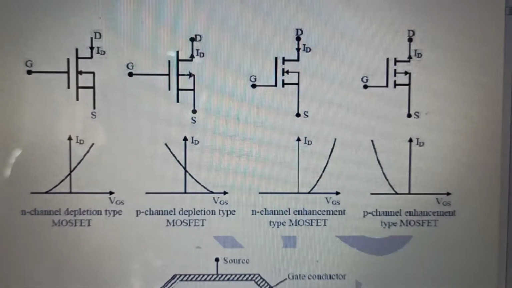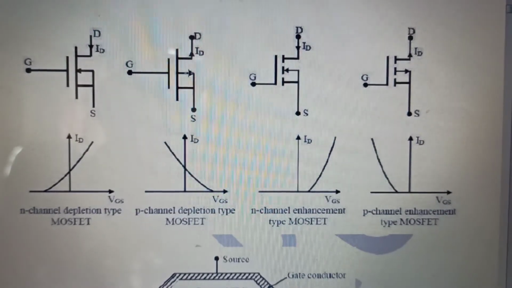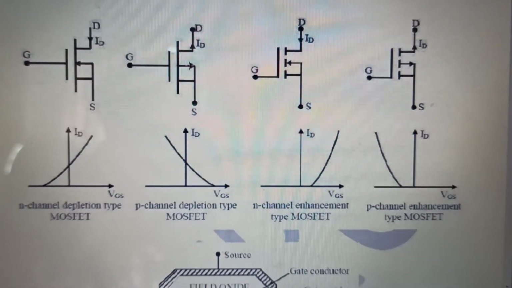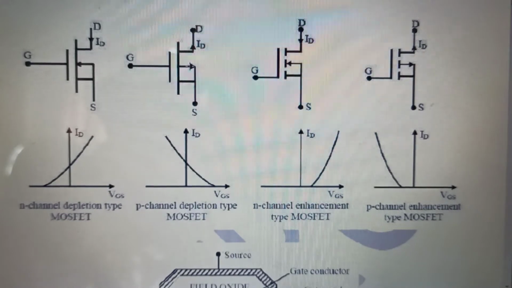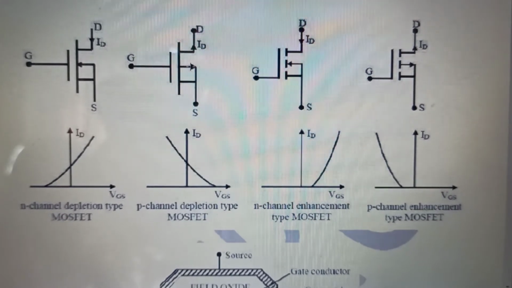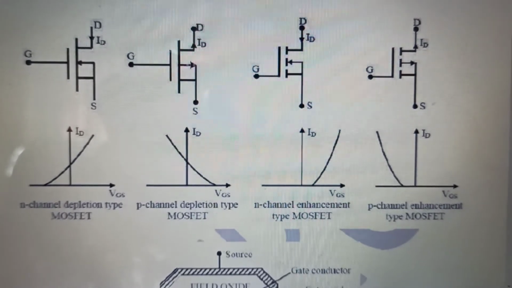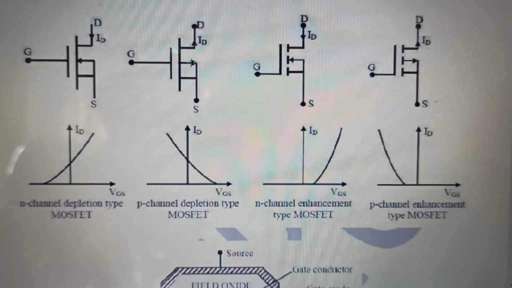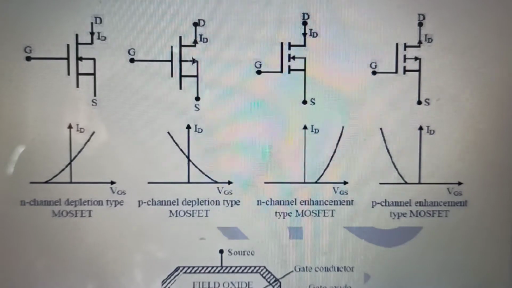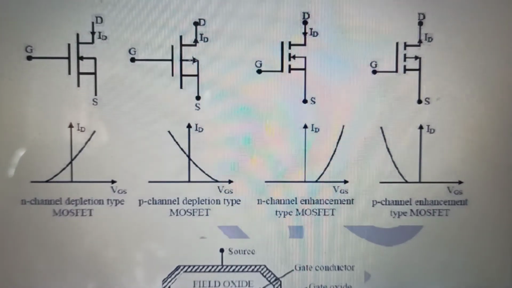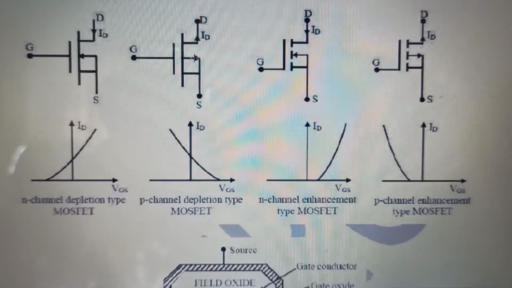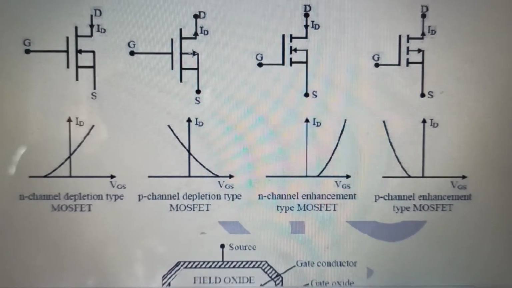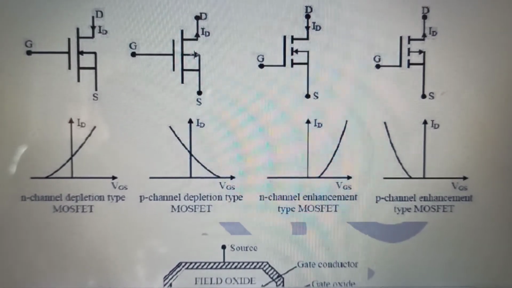Now coming to the drain current and gate source characteristics, these are basically termed the transfer characteristics, because these relate the gate source voltage with the drain current. I think it is quite clear up to this point.